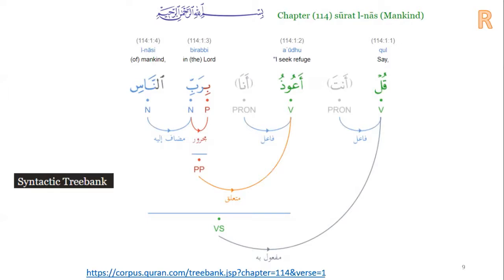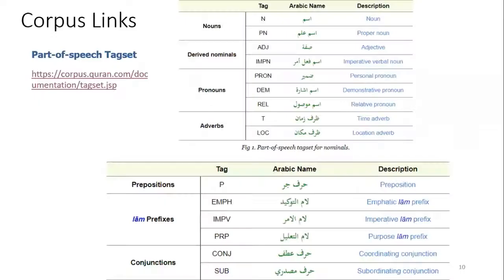Now, we showed the syntactic treebank, which was part of the Corpus Quran website. And it shows you not only the meanings of the words, but also their syntax and the syntactical links between the words. And at times, this can be a little confusing because there are a lot of acronyms which are used. So I've made a quick summary over here of all the acronyms, which is available on their site, of course.